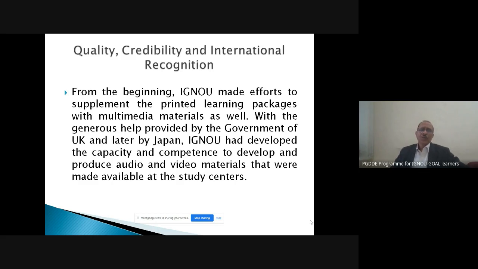Particularly for the audio and video programs, we need studios. We got generous help from the beginning from the United Kingdom government, and later from the Japanese government through the Japan International Cooperation Agency, JICA, and they developed the capacity and competence to produce audio and video programs.